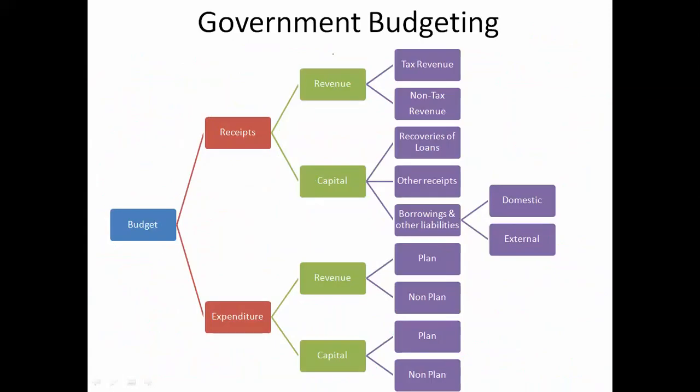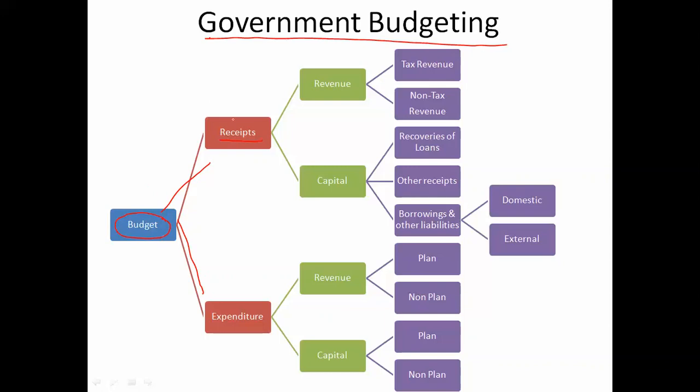Now coming to what are the major components of government budget? Normally, Indian budget is divided into receipt side and expenditure side.